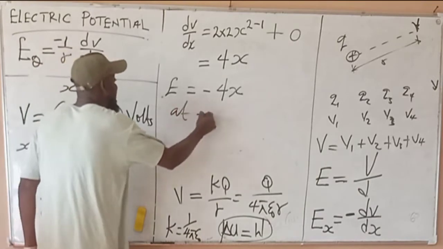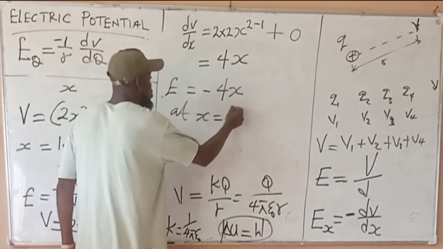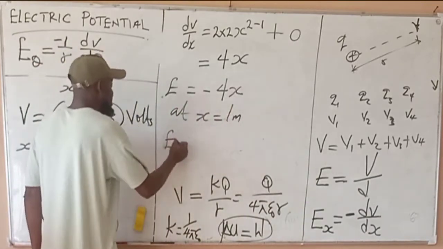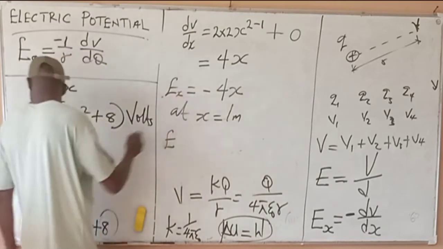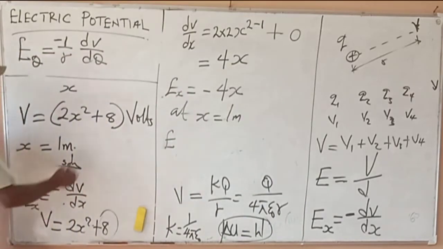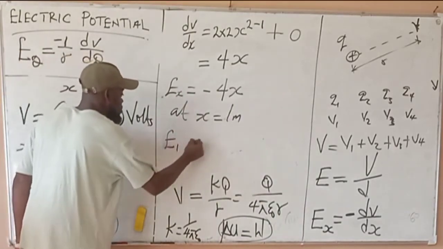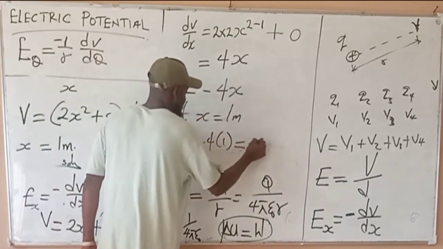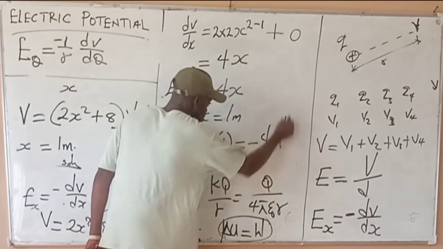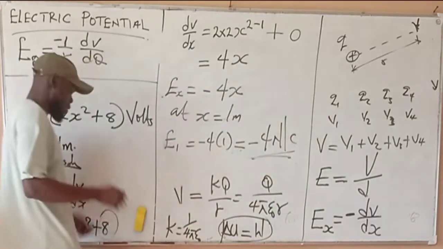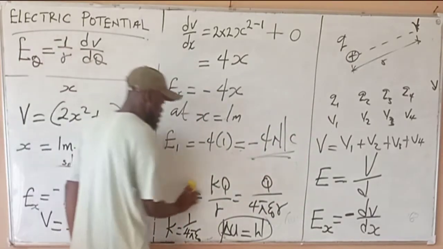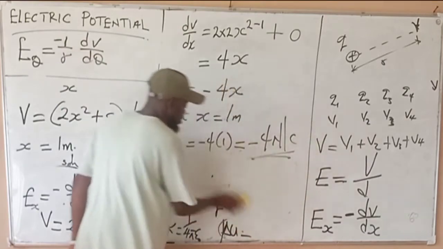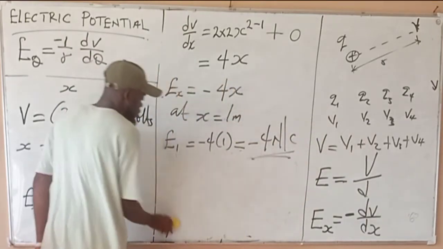Then at x equal to 1 meter, this will be our Ex, the electric field at that distance. The electric field at 1 meter will be minus 4 times 1, which gives us minus 4 Newton per coulomb. That will be our electric field: minus 4 Newton per coulomb.